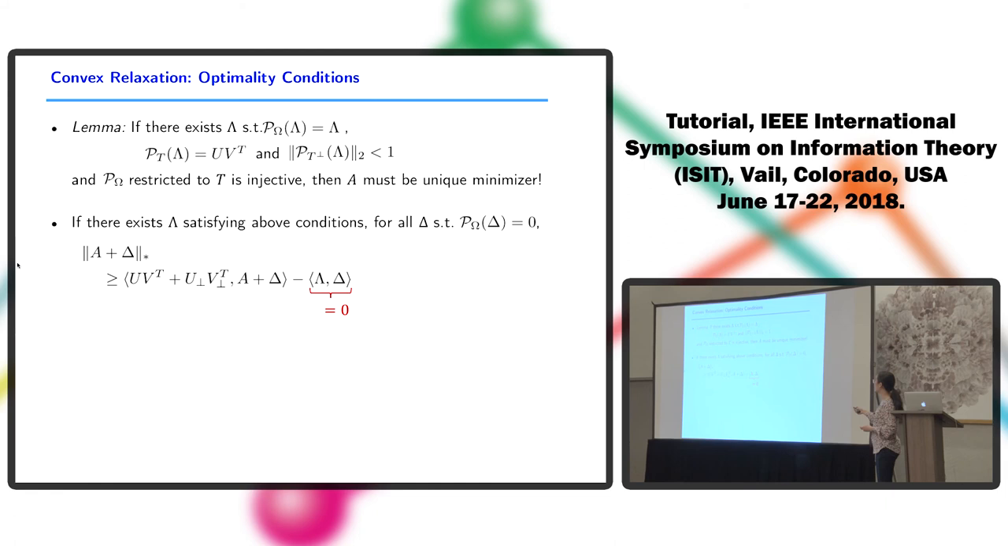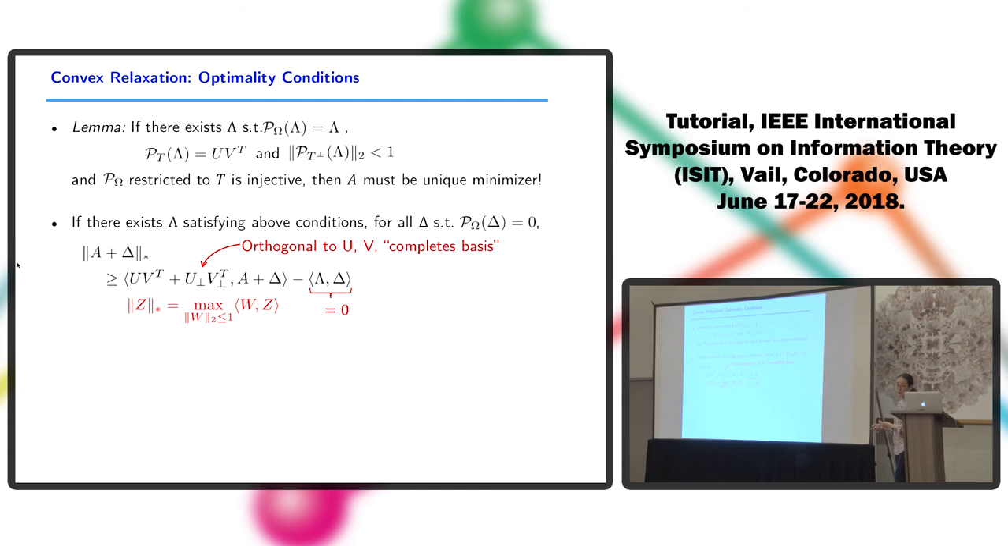And this term on the left, I'm going to define as U perp and V perp. These two matrices are orthogonal to U and V, and you can think of them as completing the basis of U and V. This inequality follows from the variational characterization of the nuclear norm, where the nuclear norm is bounded below by the inner product with any matrix that has spectral radius less than or equal to 1.